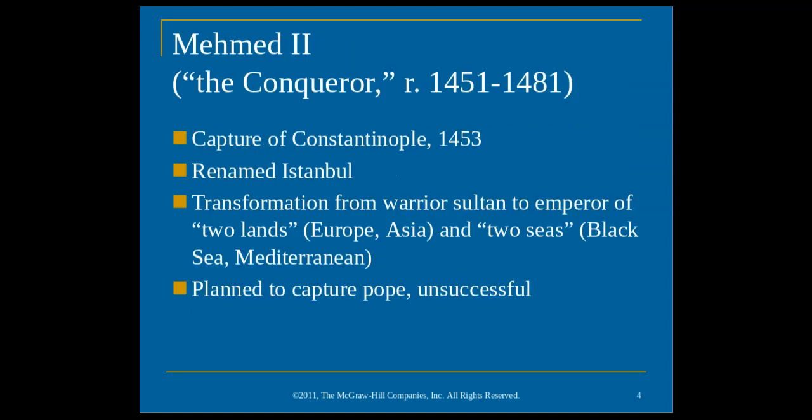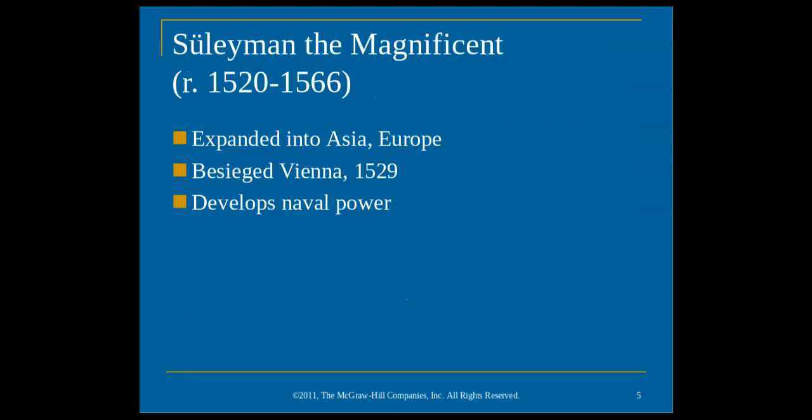Not long after him, you get Suleiman the Magnificent, who's going to expand Ottoman rule into Asia and into Europe. He would even besiege Vienna, which is in Italy, in 1529. And he developed the Ottomans as a naval power, which is important because the other ones, the Safavids and the Mughal dynasties, really did not become any kind of naval power. Just the Ottomans, and just for a short time, really. In a lot of their history, they don't have great naval powers either, and that will be a disadvantage for them.